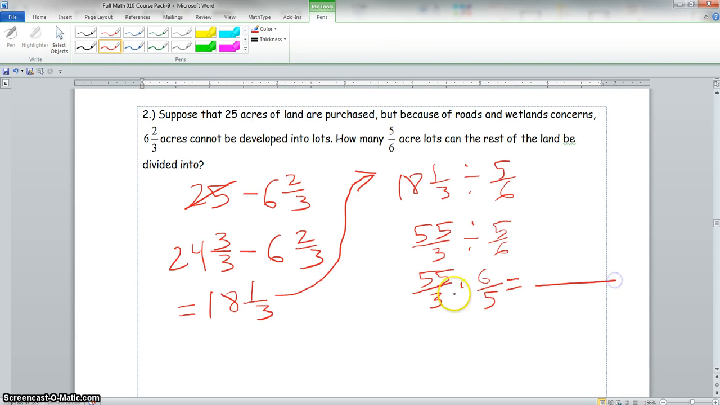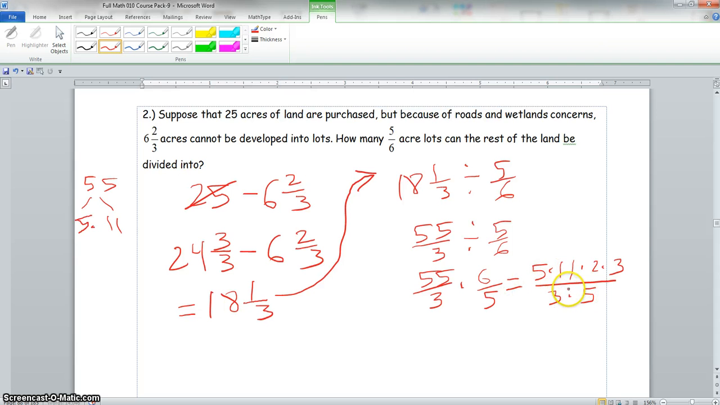Now again, let's do our prime factorization here. The prime factorization of 55, we can go off to the side here and take 55. It breaks up into 5 times 11. So we will have 5 times 11. And we already know the prime factorization of 6 is 2 times 3. Now in our denominator, 3 is already prime and 5 is already prime, so we carry those over.